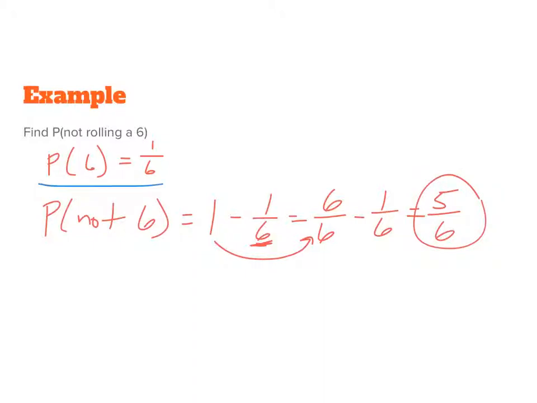And again, to check this, you can take the probability that you do get what you want plus the probability that you don't get it, and you should get an answer of 1, which we do. 1/6 plus 5/6 is 1.